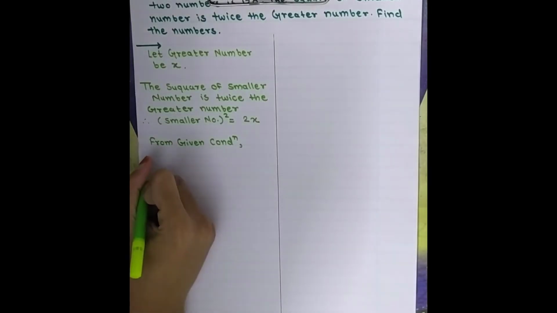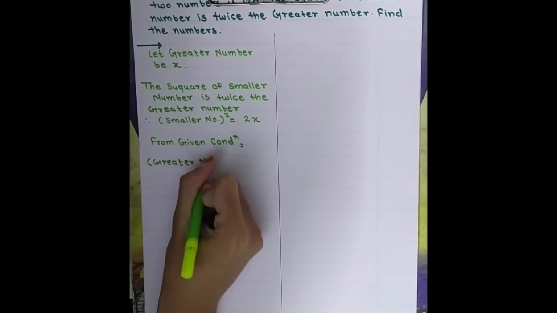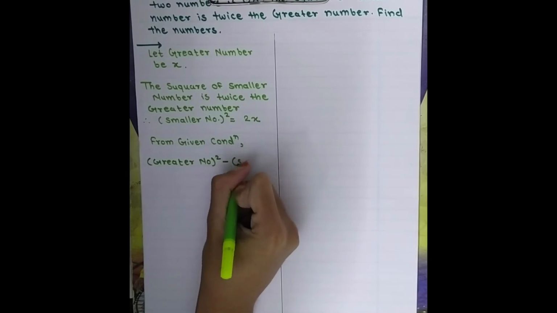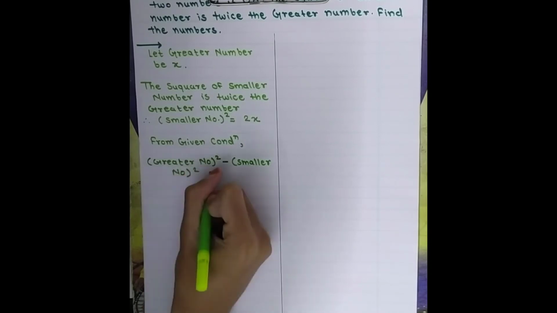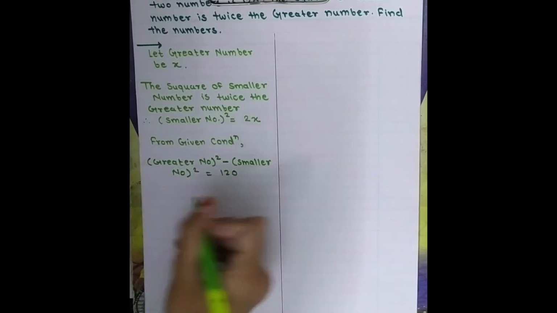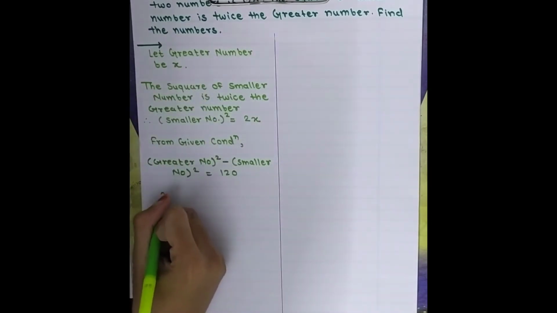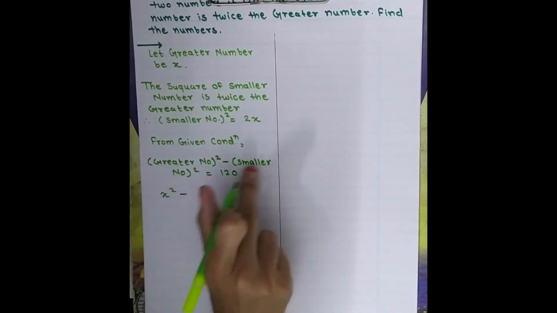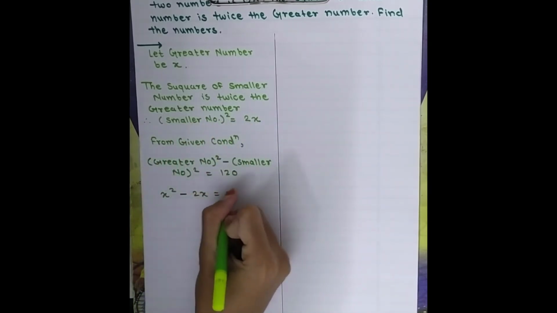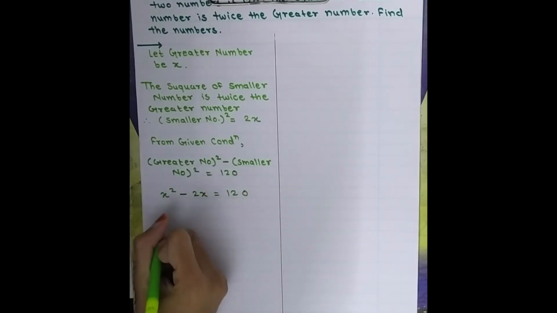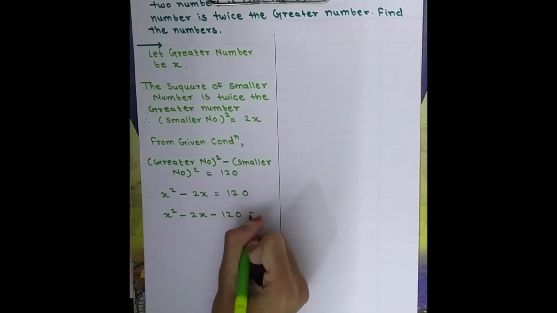So we write greater number square minus smaller number square is equal to 120. Now the greater number square, the greater number is x, so x square, minus smaller number square, which is 2x. So x square minus 2x is equal to 120. This we write as x square minus 2x minus 120 is equal to 0.